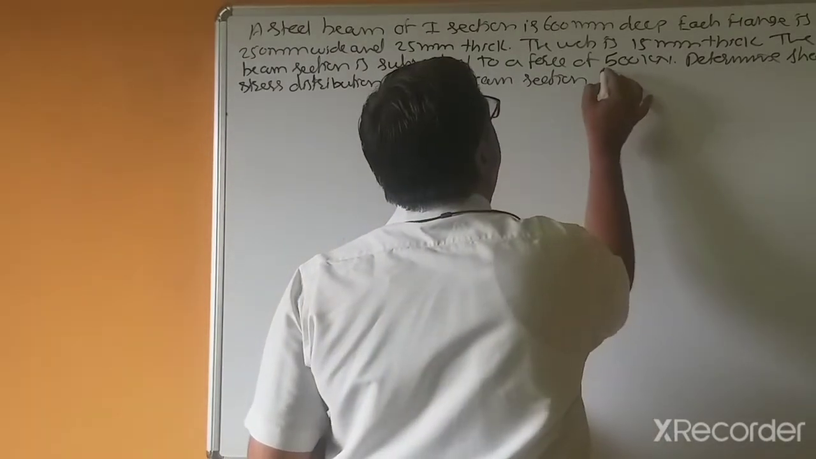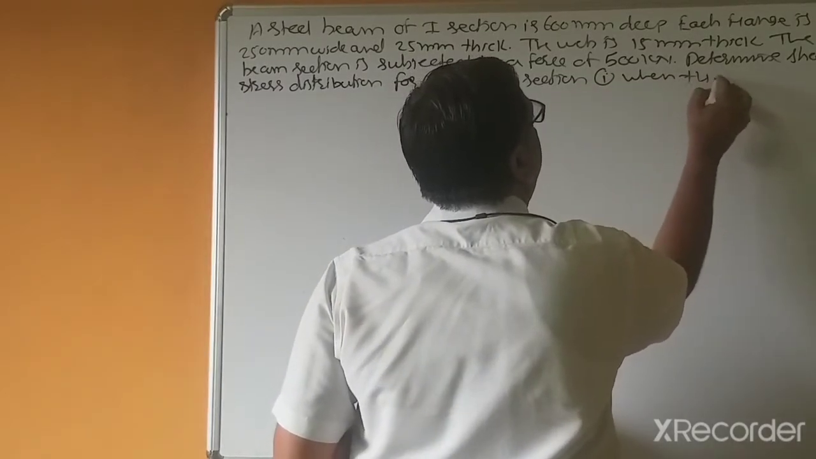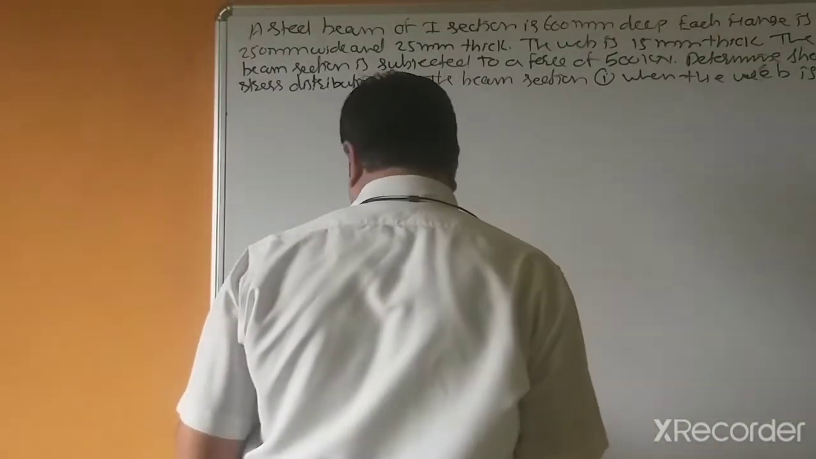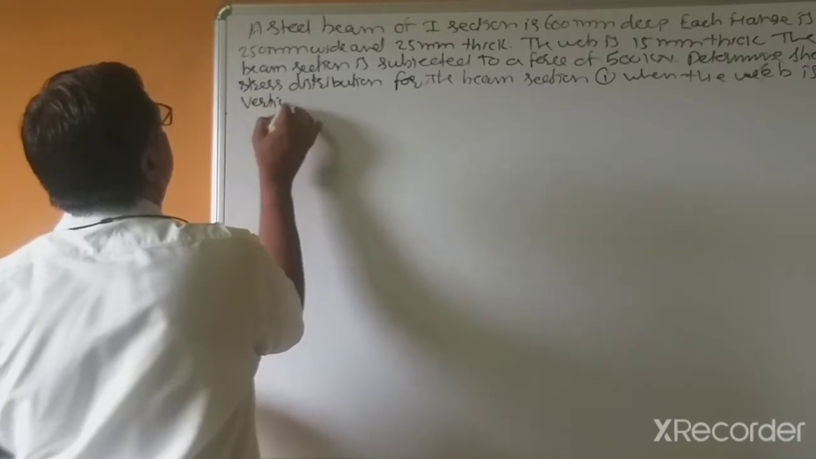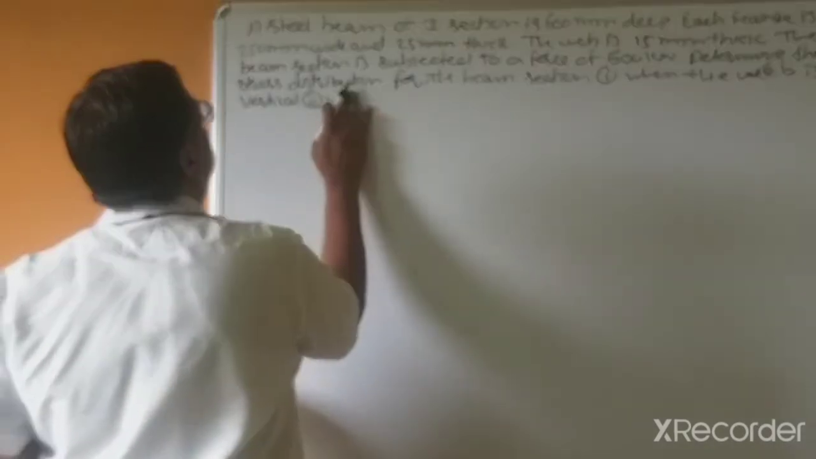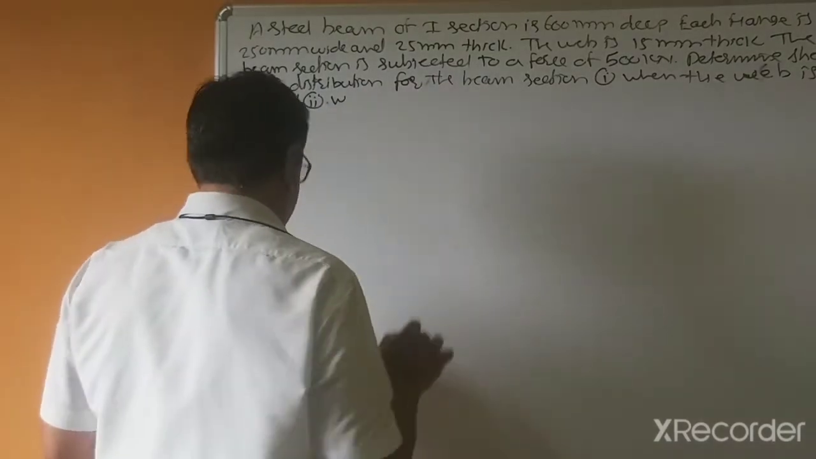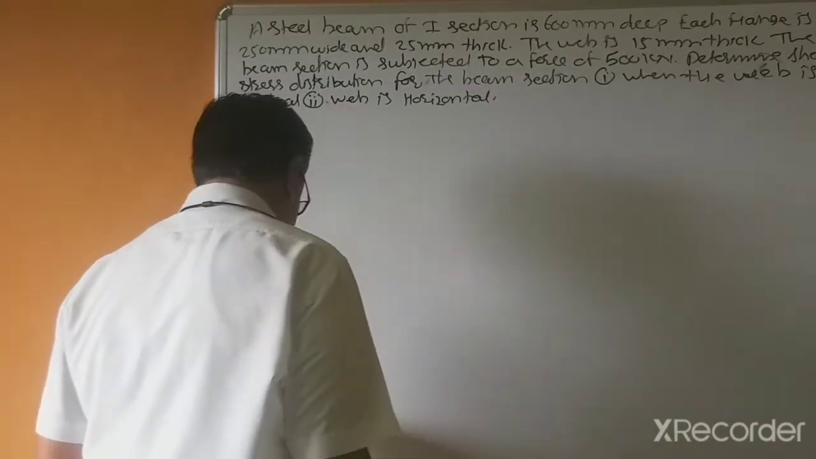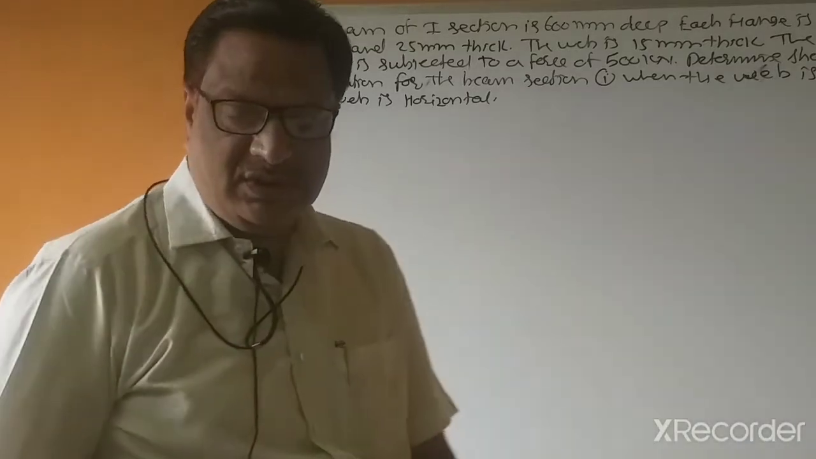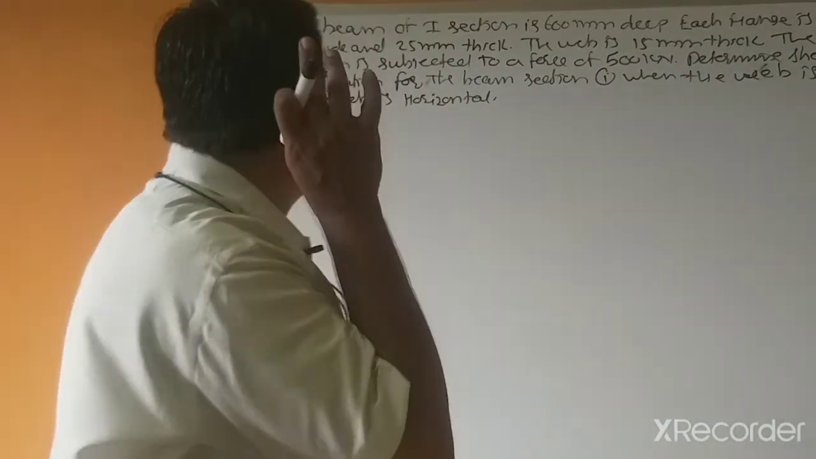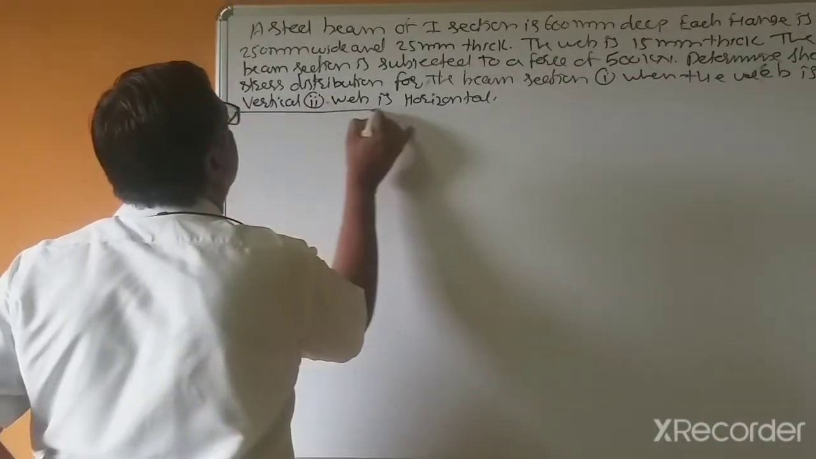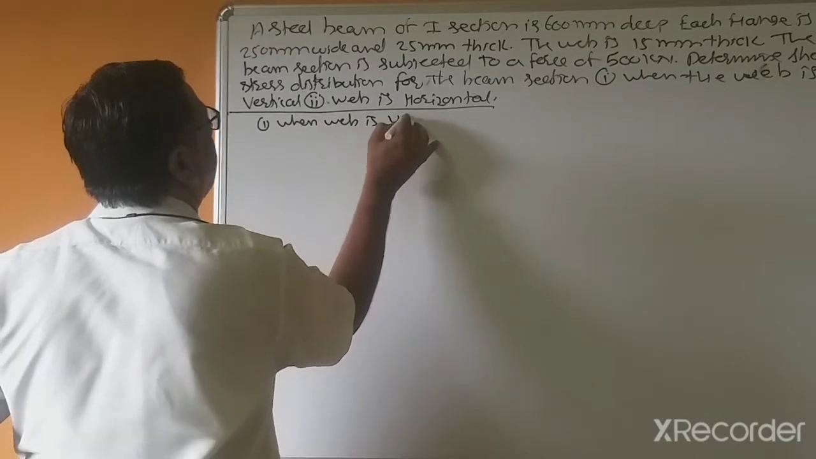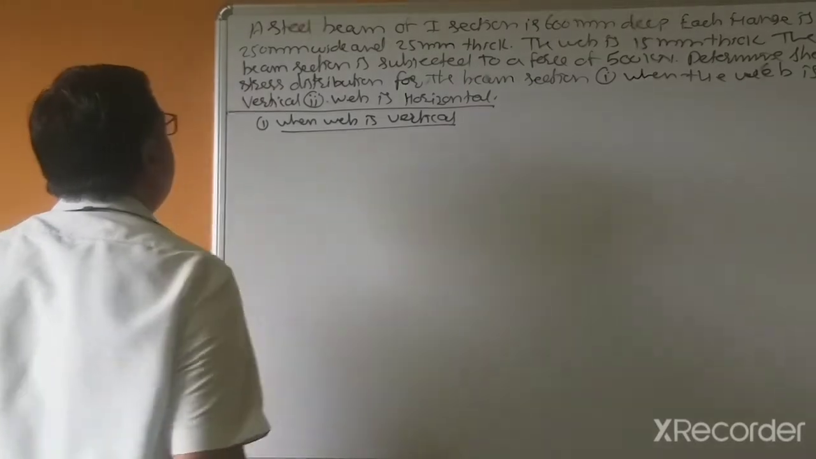The I section is considered first when the web is vertical, and second when the web is horizontal. So this is given, and deep means overall. First, when the web is vertical, we need the distribution of shear stress about the neutral axis.